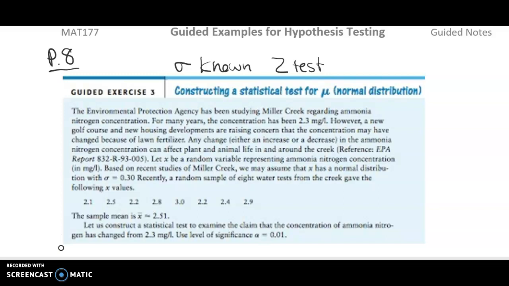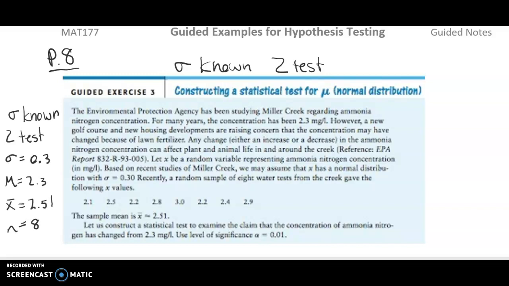Based on recent studies of Miller Creek, we may assume that X has a normal distribution with sigma equal to 0.3. Recently, a random sample of 8 water tests from the creek gave the following X values: 2.1, 2.5, 2.2, 2.8, 3.0, 2.2, 2.4, and 2.9. The sample mean for this data, x bar, is 2.51. Let's construct a statistical test to determine the claim that the concentration of ammonia nitrogen has changed from 2.3 milligrams per liter. We're going to use the significance level of 0.01.